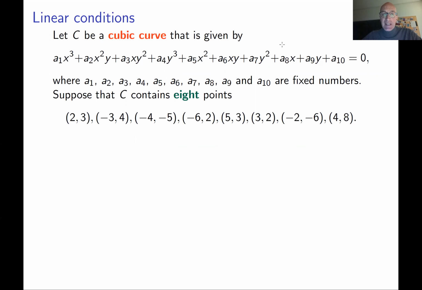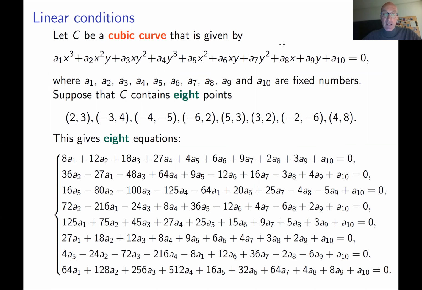It basically means if you substitute coordinates of these 8 points into the equation of this curve, you must get 0. Okay, let's do this. You substitute and you get 8 equations for the coefficients of the curve. Basically, these are 8 conditions which guarantee that our curve contains all of these 8 points.